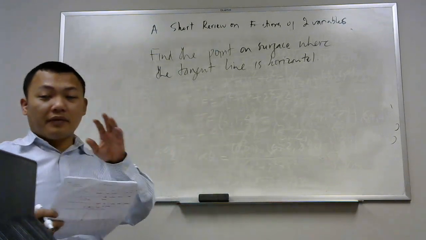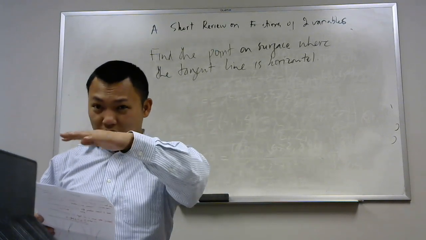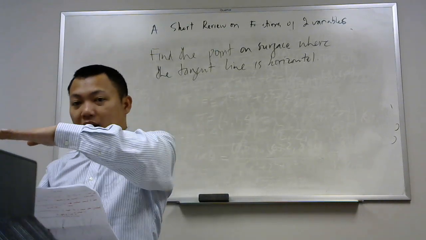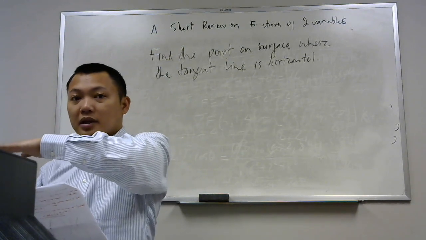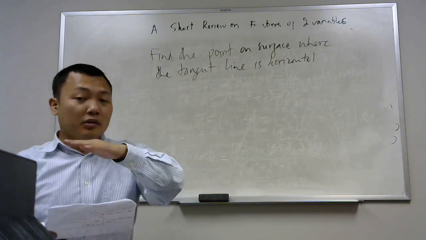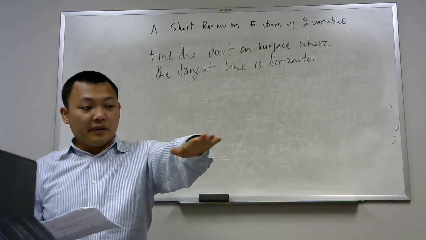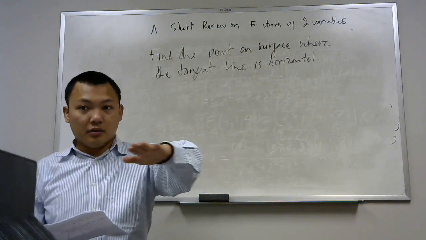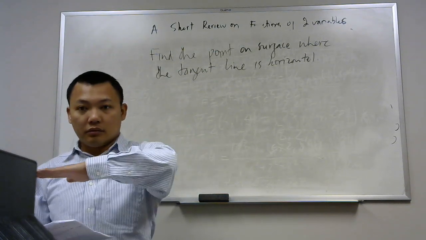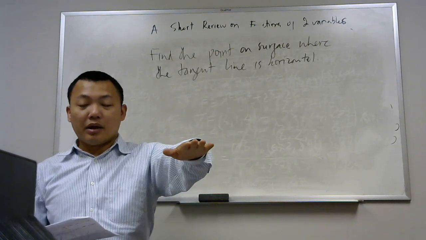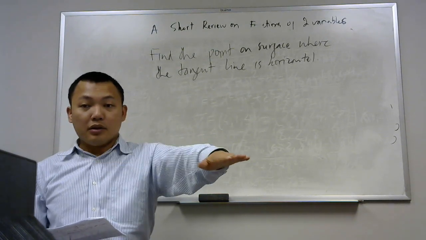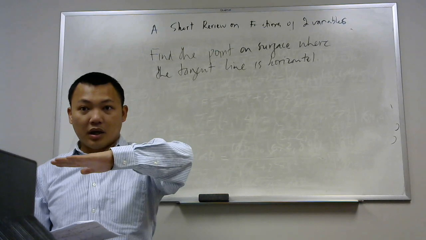So this is also a very standard problem in calculus 1. You need to find x where the tangent line is horizontal, right? But for calculus 3, we also have the same problem. So if the tangent line is horizontal, that means all directional derivatives are equal to 0.